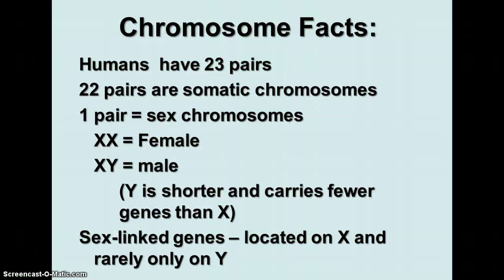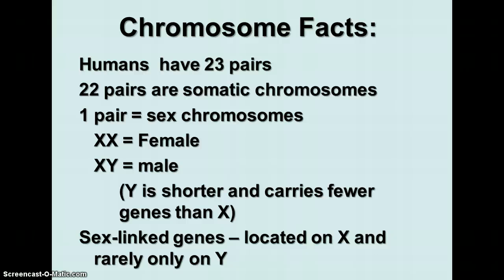As far as chromosomes go, humans have 23 pairs of chromosomes, as you know. 22 pairs of those are what we call somatic chromosomes. These are the chromosomes that are just the normal body chromosomes. You have to have at least 2 copies of each of those 22 chromosomes. That means you must have those in order to survive. Individuals can be born sometimes with 3 copies of one, but never with 1 copy.